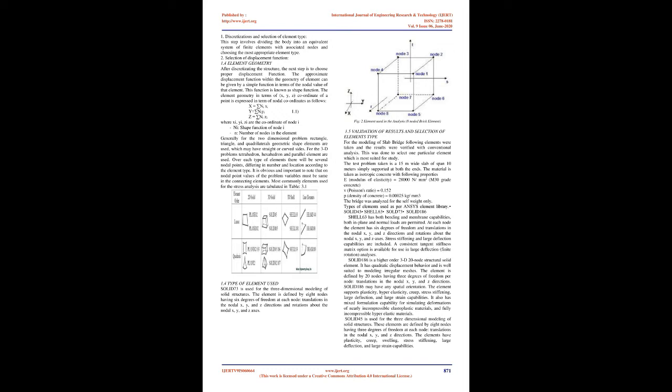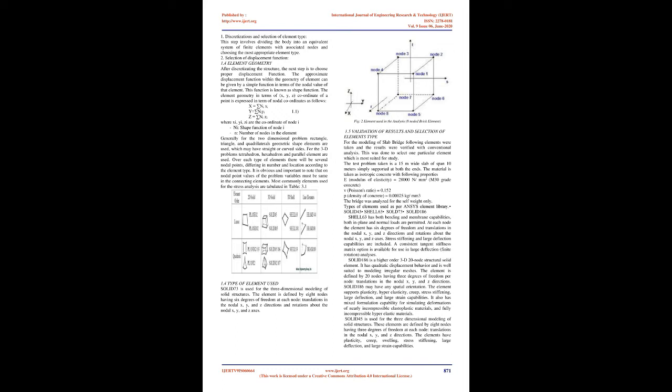Steps involved in finite element method analysis. The solution of a general static continuum problem by the FEM always follows a step-by-step process. 1. Discretization and selection of element type. This step involves dividing the body into an equivalent system of finite elements with associated nodes and choosing the most appropriate element type. 2. Selection of displacement function.